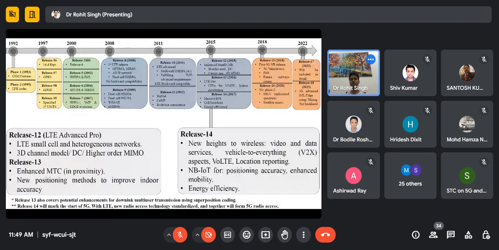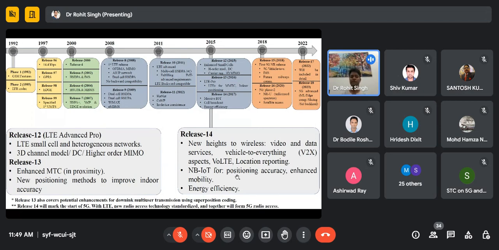Now coming to releases 12, 13 and 14. Releases 12 and 13 combinedly provided the provision that led to the heterogeneous cell network. Dual connectivity provision has been given. Dual connectivity means a user can now connect to multiple base stations at the same time. Better positioning methods have been given there so that beamforming can be achieved. So beamforming is another aspect which gives you better and more efficient transmission rate.